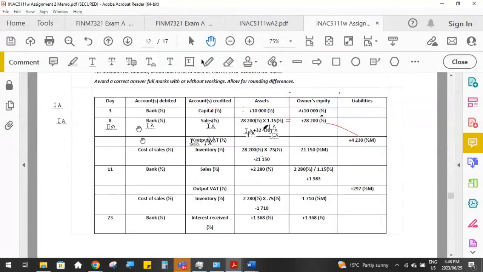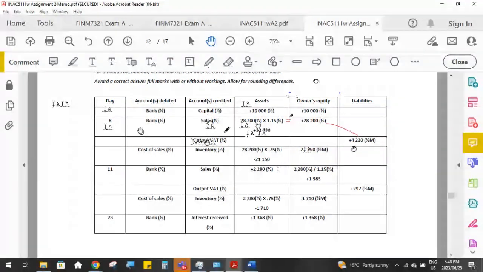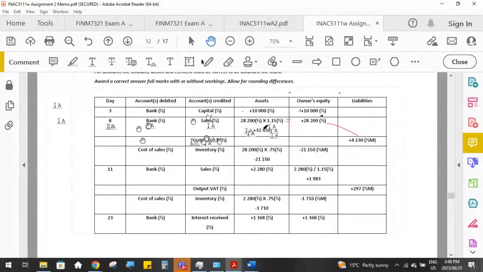So remember, if the business is registered for VAT, if we're buying or selling for VAT, then our sales must include an output VAT line and our purchases must include an input VAT line if VAT is applicable. Then also, because it's a sale, we've got to have both transactions. Number 1, the sales transaction, and number 2, the cost of sales transaction.